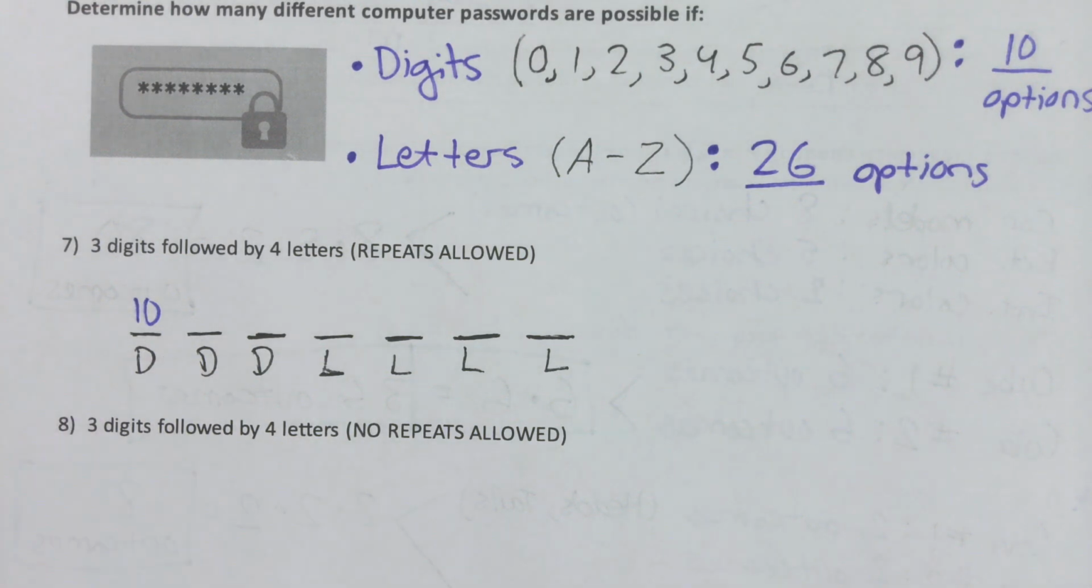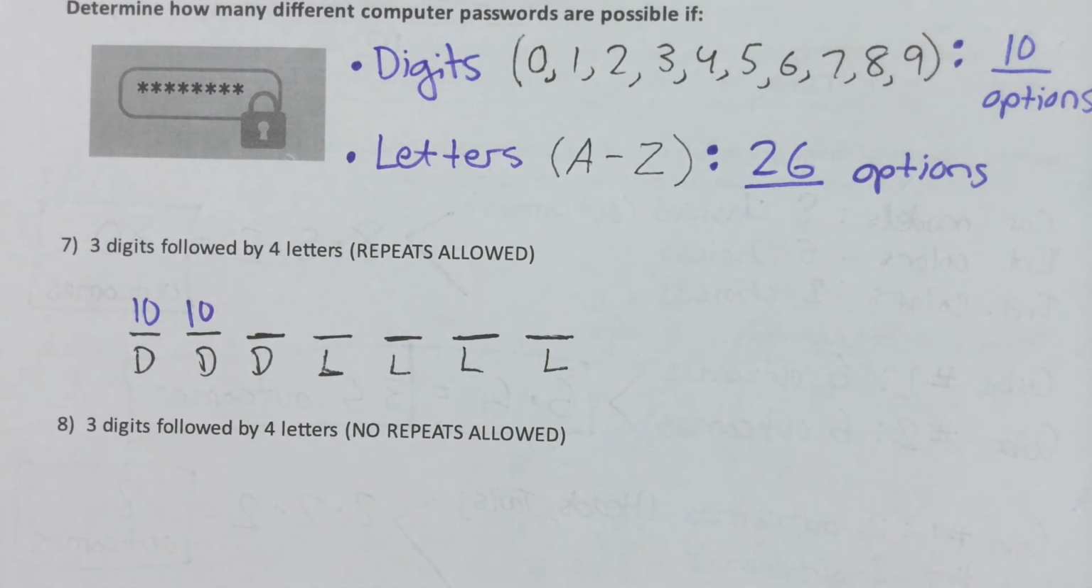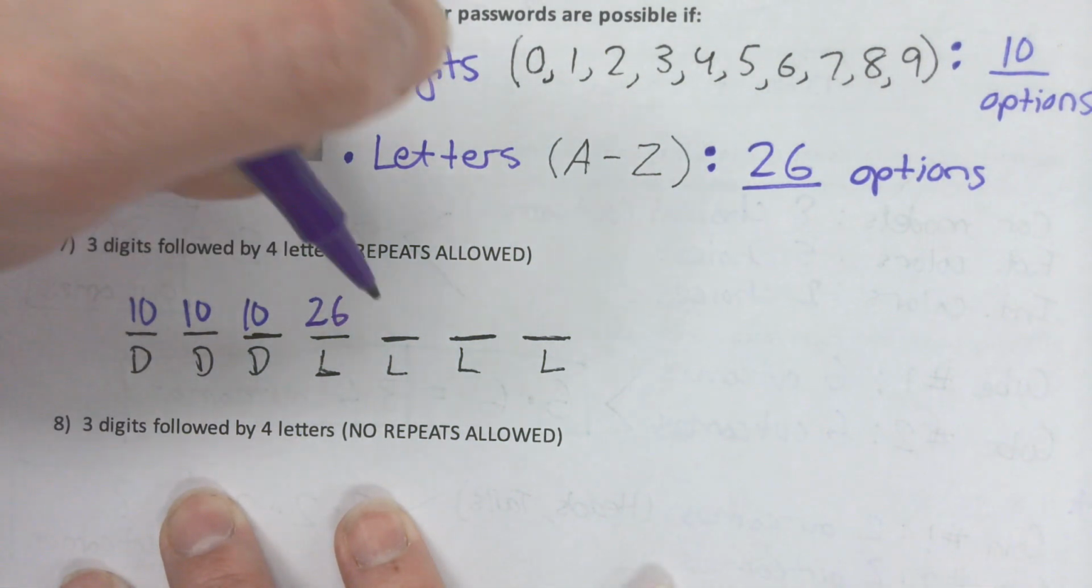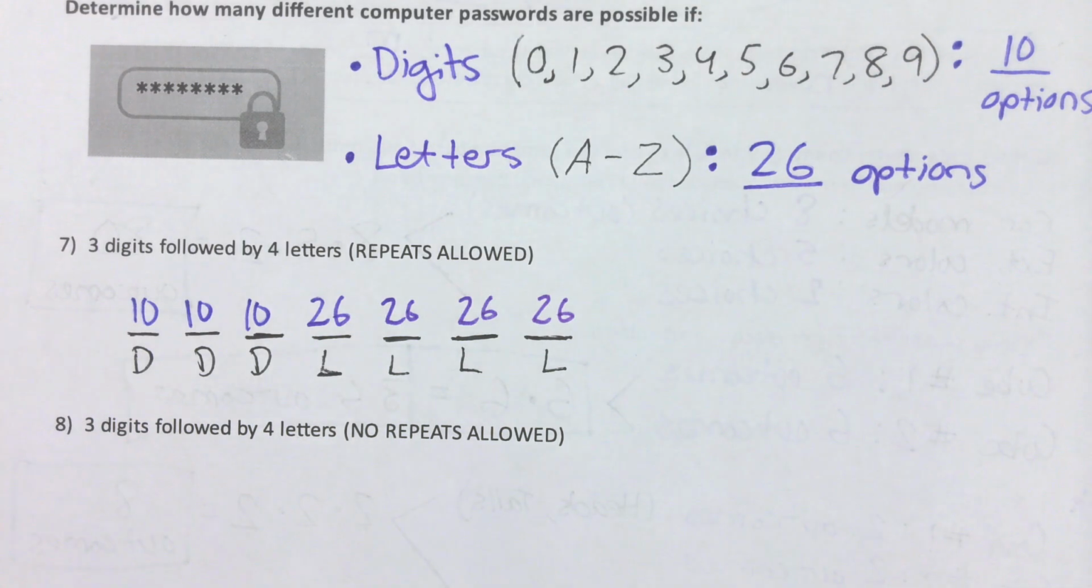The next blank, I'm allowed to reuse the same digit if I want. So I still have 10 options to choose from for the second blank. And again for the third. I could put the same number in all 3 blanks if I wanted to. Probably not the smartest decision, but you could do it. Letters, same thing, but we have 26 options. And we could repeat for all 4 blanks if we wanted to. So we have the same 26 options for all 4 blanks.